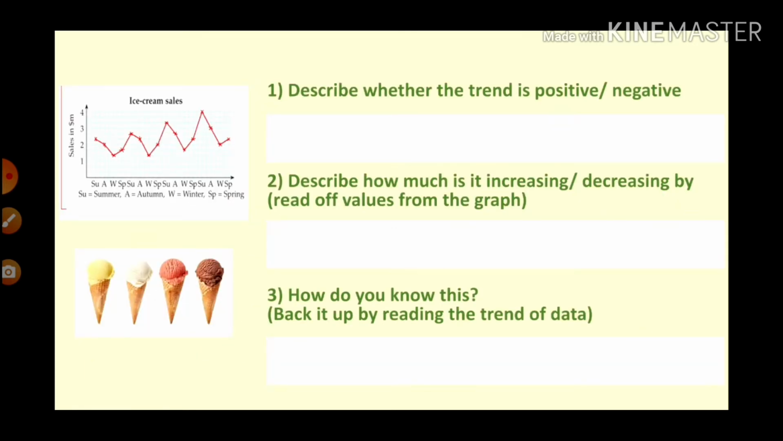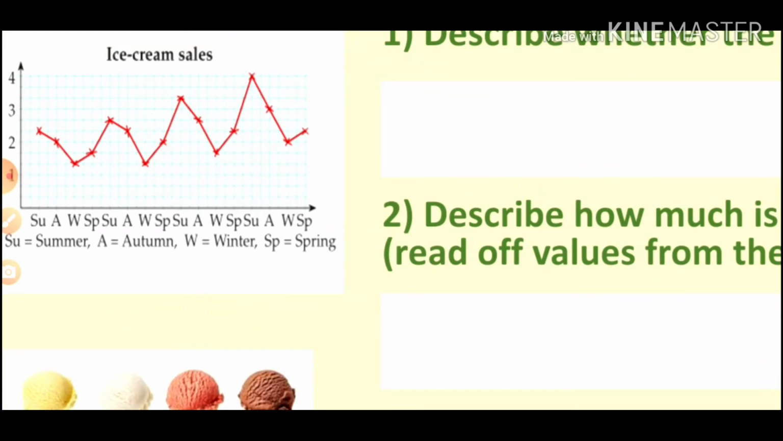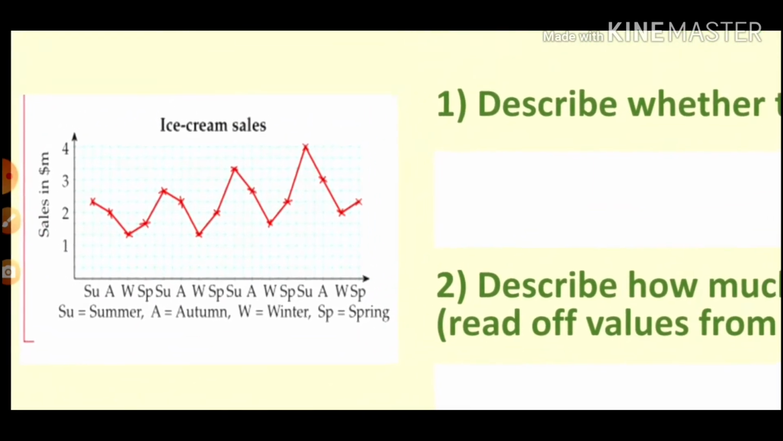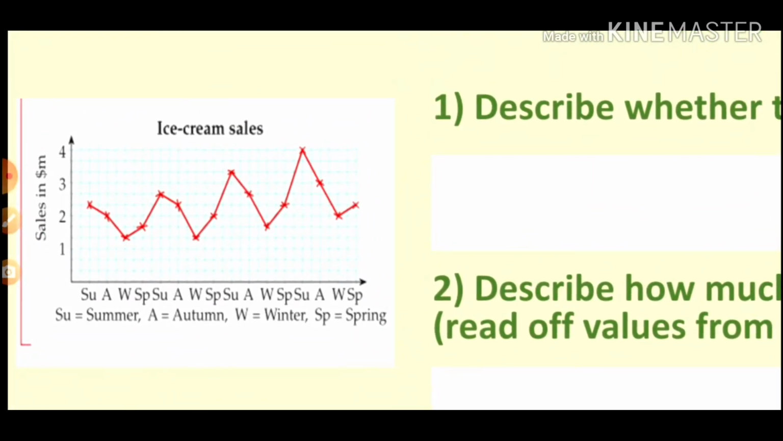Here's an example. Let's have a look at the graph first. Yes, I know this is a line graph representing time, so therefore it's a time series graph. If I look at the data, SU stands for summer, A stands for autumn, W winter, SP spring. So it's a season. Every season they recorded the number of sales of the ice cream.